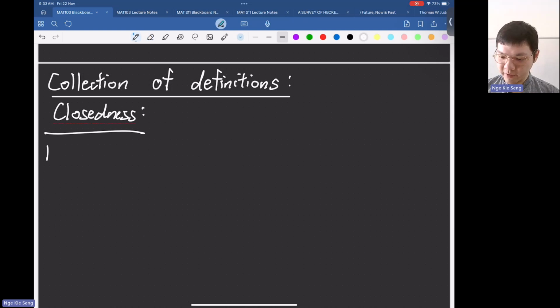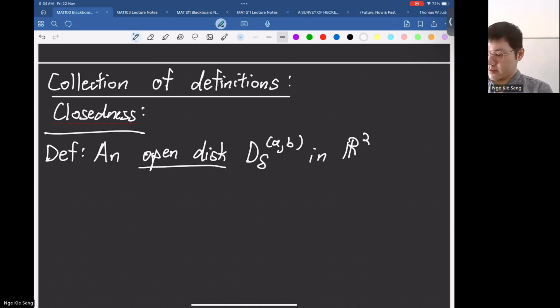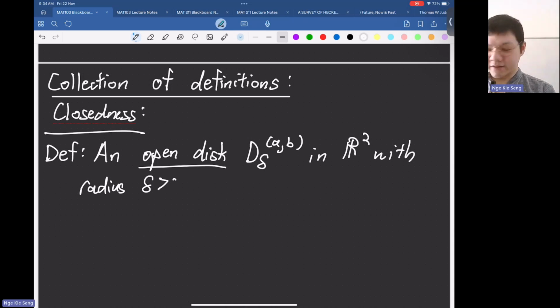Actually, I spoke of open before, right? There's one kind of open thing I talked to you about. Open what? Yes, open disk. So let's start with an open disk. So I talked to you about open disks before, so let's make it precise again. I denote it D((a,b), delta). What's the open disk here? This open disk has radius delta greater than 0 and center at (a,b).